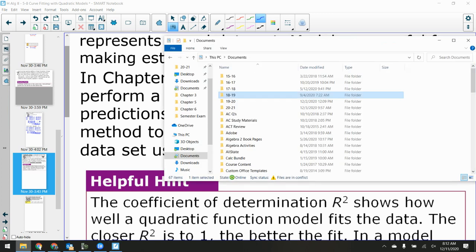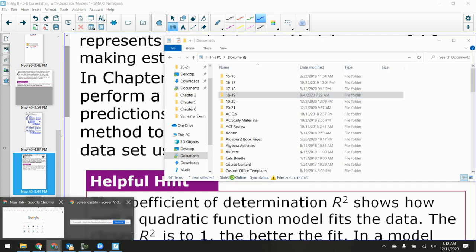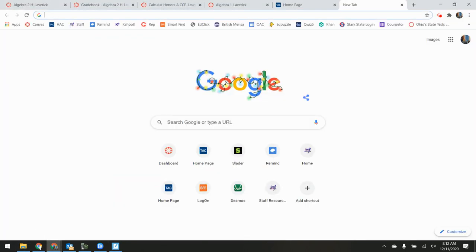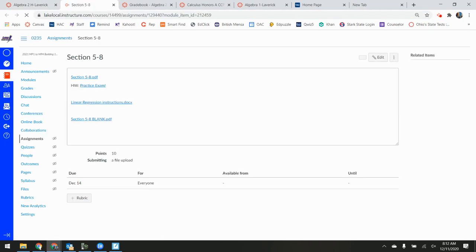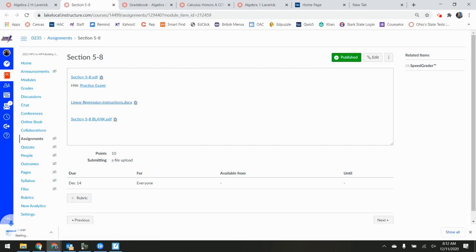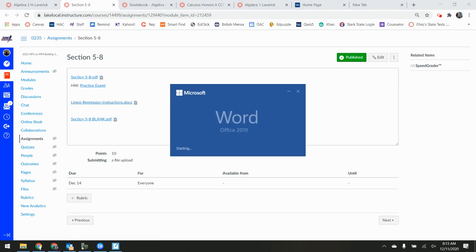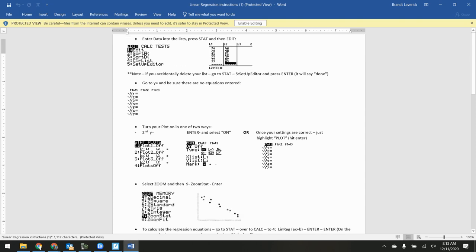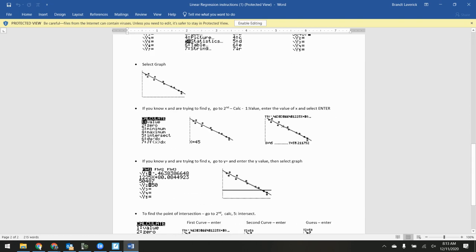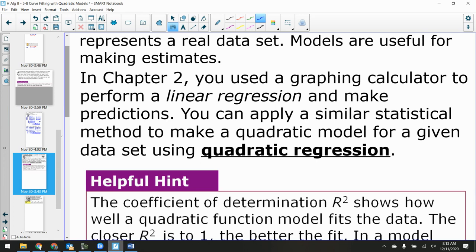I bet I have Canvas still up. Yeah, here. This is the sheet that I am talking about, the linear regression instructions. Sometimes I print it in color, sometimes I don't. Remember this thing? So that's what I'm talking about here. That's linked into Canvas. We're going to be using that exact same process. You're going to be surprised at how much you remember.